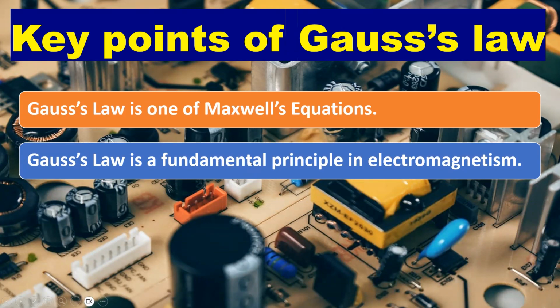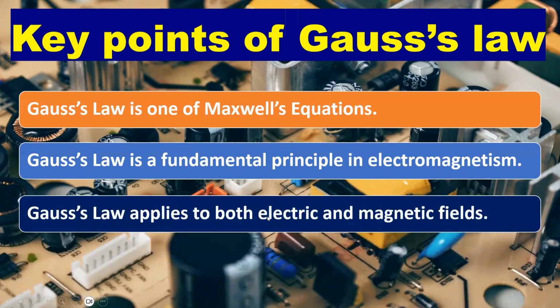The second point is that Gauss's law is a fundamental principle in electromagnetism. So Gauss's law gives you the understanding of the fundamentals of electricity and magnetism. That's why understanding electricity and magnetism is important, because by understanding electromagnetism, we are able to build all kinds of electronics. That's why understanding of Gauss's law is crucial.